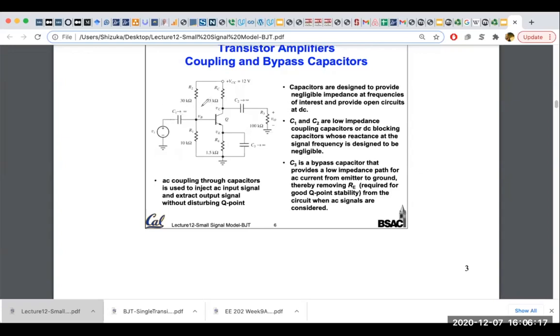So let's first draw DC. This cap is open, like DC. This cap is also open. And this cap is also open, because everything is 1 over j omega C. So for DC, this is your circuit. As simple as this. You find the voltage here. This voltage basically is the VB voltage. And then you find this current.